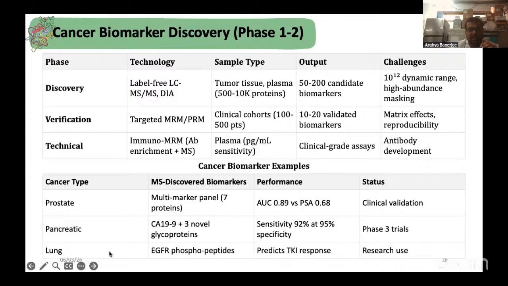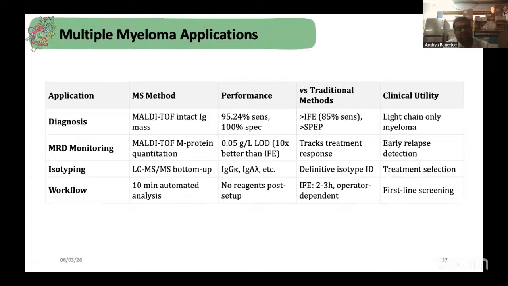For lung cancer, EGFR phosphopeptides are quite well-known markers, proteins which have been dysregulated. This predicts the TKI response, and it is under research use. Coming to multiple myeloma applications, in multiple myeloma the workflow is used for diagnosis, monitoring, and isotyping.